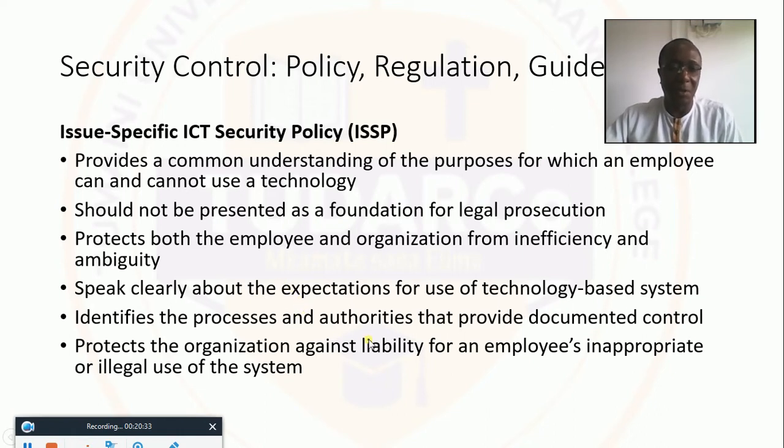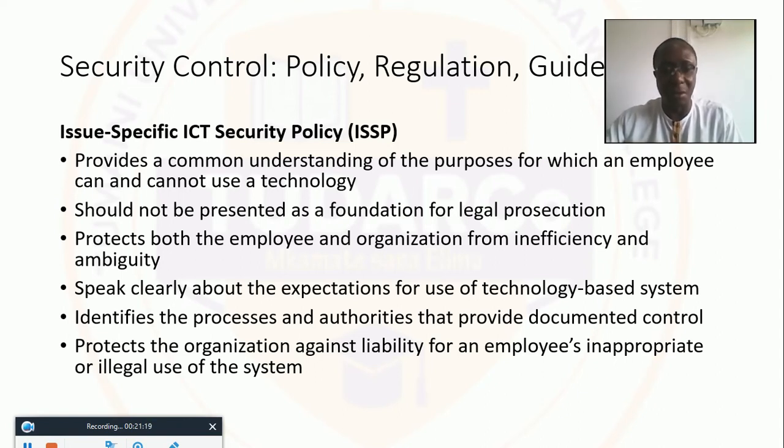But to make it important, the issue-specific policy should be designed in a manner to protect both the employees and the organization from inefficiency and ambiguity. By ambiguity, we mean things which are not clearly understood or need certain legal interpretations. Issue-specific policy should be made in a manner to protect an organization against those things. Those are stated in the issue-specific ICT security policies.